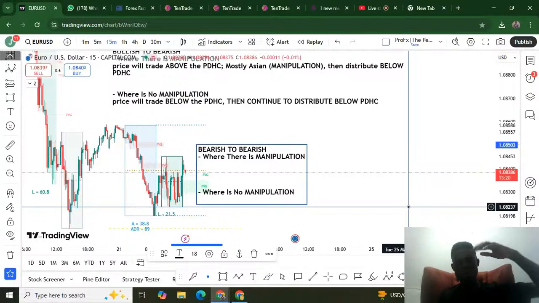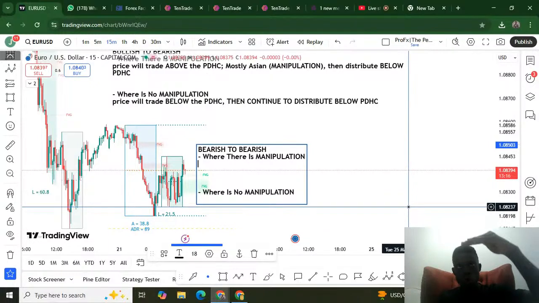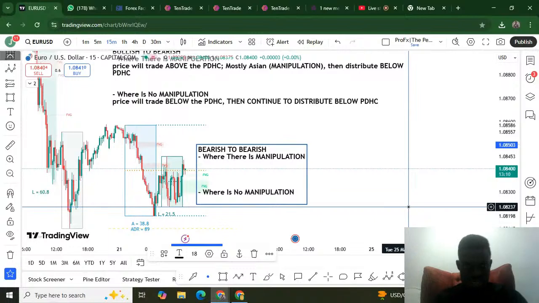Now this means the market closed bearish the previous day. That means we open at $10 and we close at $5. We have dropped in price, right? Where there's manipulation, it means we are expecting bearish for the next day, so we first trade above the previous day's close. Because if price is going above the close, we are supposed to be buying.